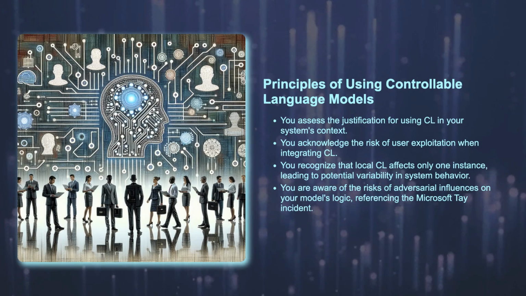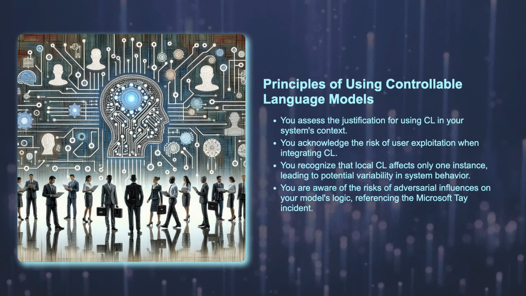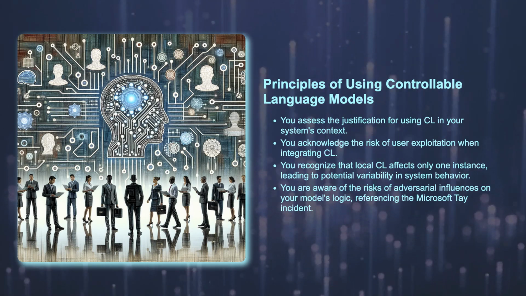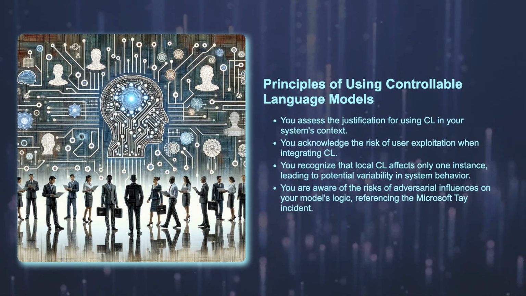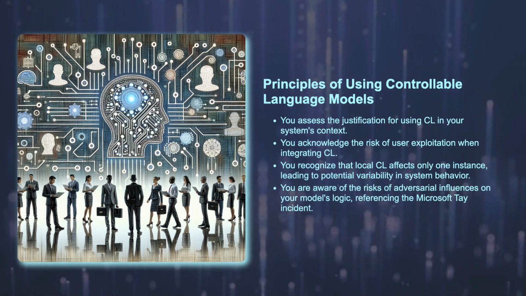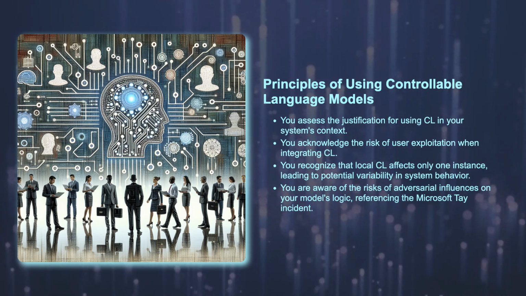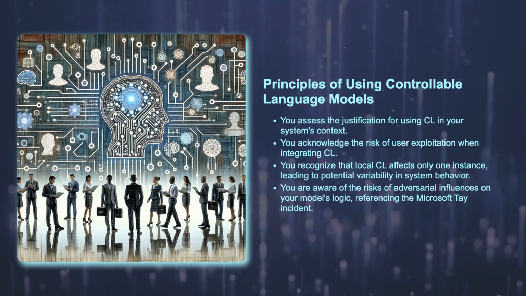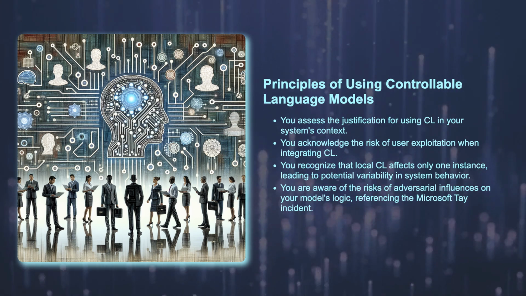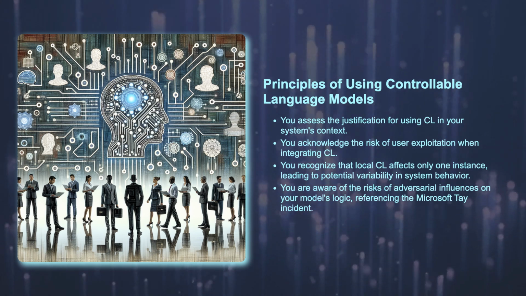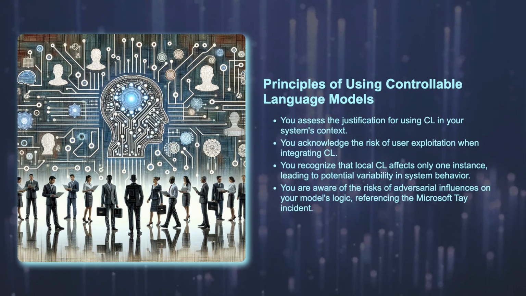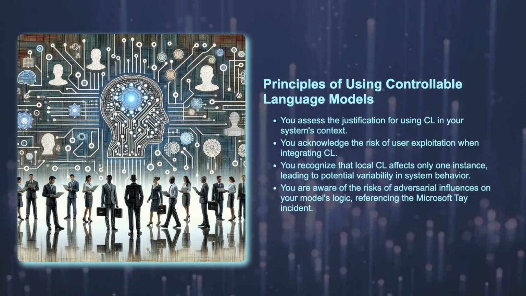What are the goals of this principle? You understand whether use of CL is justified for your specification and system. You understand that using CL opens up your system to possible exploitation by users. You understand that CL carried out on a local system will only affect one instance of the model, and have considered whether it's desirable to have each specific instance of your system behaving slightly differently. You understand the potential impact of adversaries influencing your model's logic, as happened in the example of Microsoft Tay.